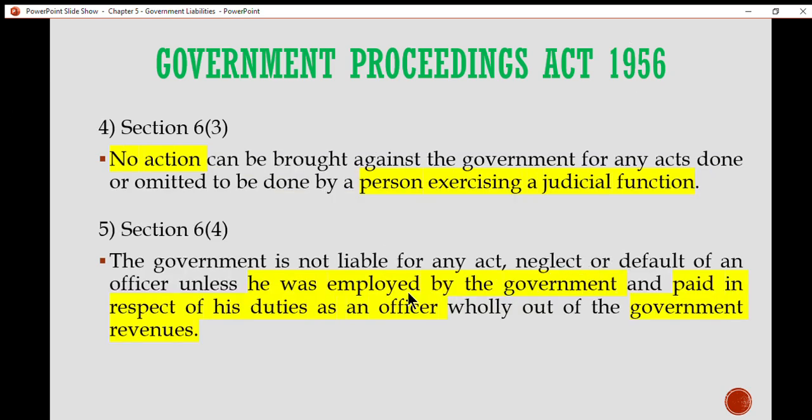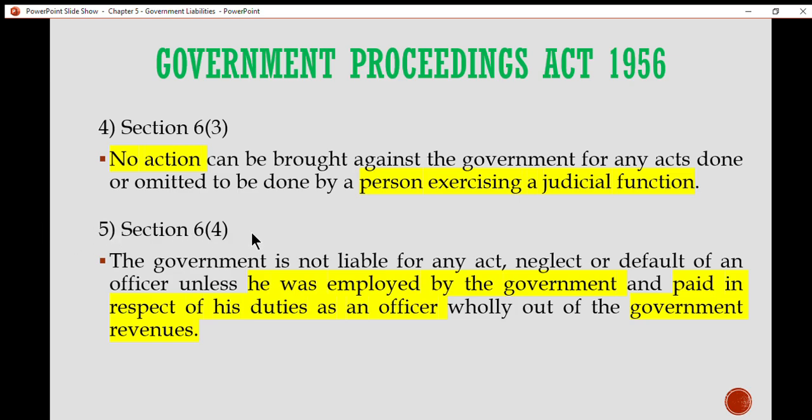The next requirement is under Section 6 subsection 3. No action can be brought against the government for any acts done or omitted to be done by a person exercising judicial functions. A person exercising judicial functions is normally a judge, when he decides disputes or makes decisions. So no action can be brought against him or the government.